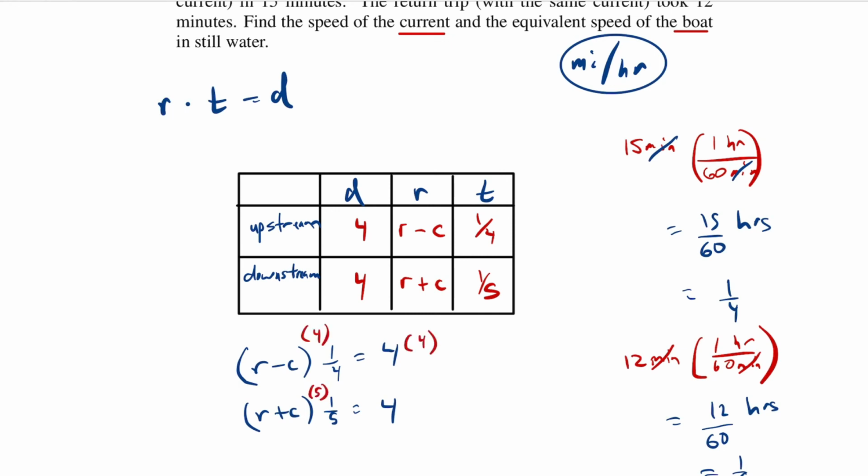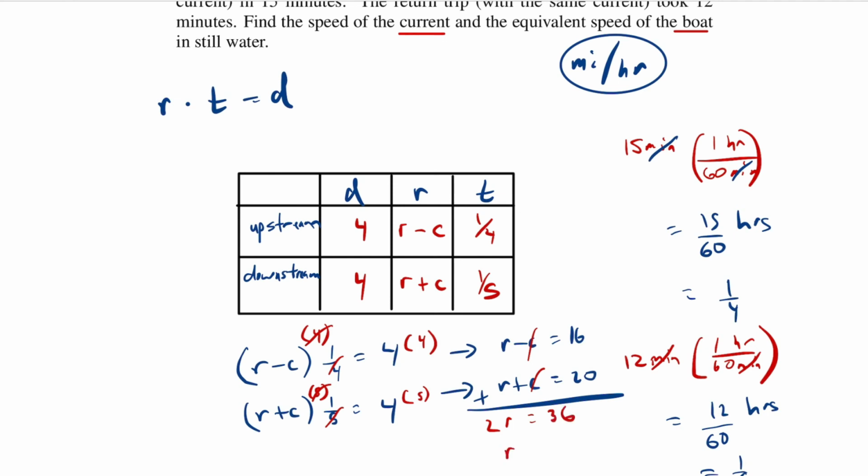And now we can do elimination. And we get 2r equals 36. R equals 18 miles per hour. So that's the speed of the boat in still water. We still have to find the speed of the current. So I'm going to use this equation, r plus c equals 20. I know r is 18.